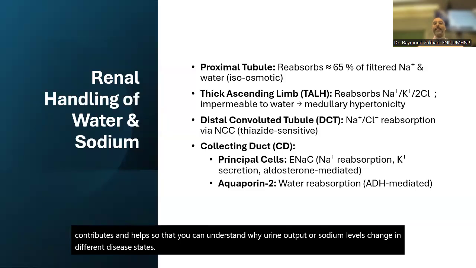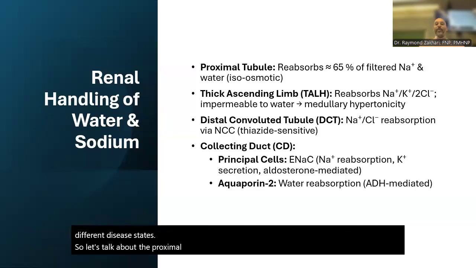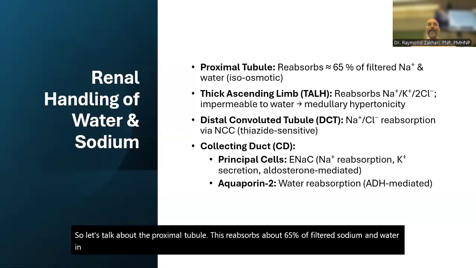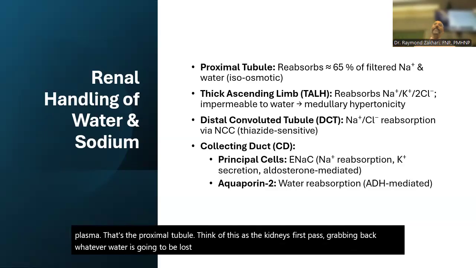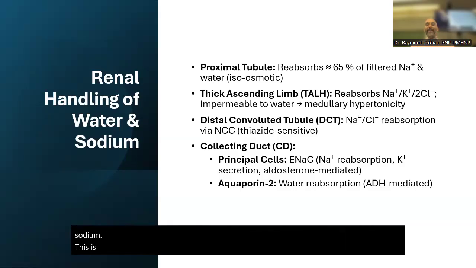So let's talk about the proximal tubule. This reabsorbs about 65% of filtered sodium and water in an isosmotic way. In other words, this keeps the concentration the same as the plasma. Think of this as the kidney's first pass, grabbing back whatever water is going to be lost. It grabs the sodium, and the water always follows the sodium. This is what prevents a massive fluid shift. For example, in dehydration, this is the thing that's basically keeping you from dying immediately.